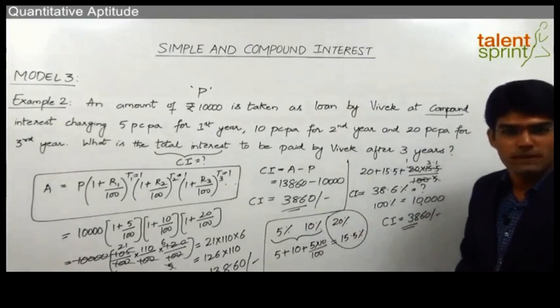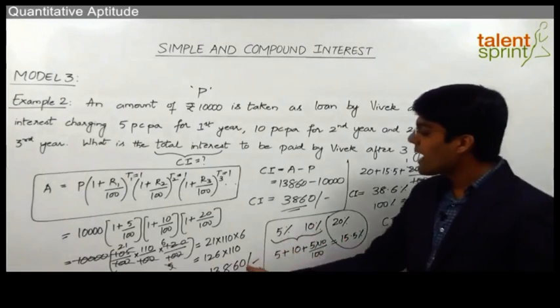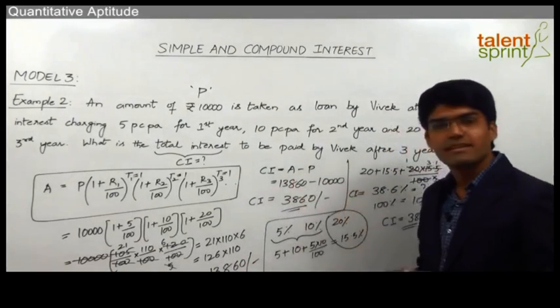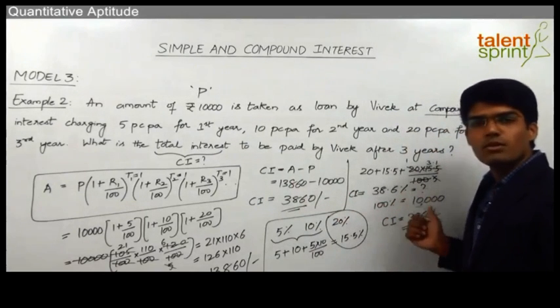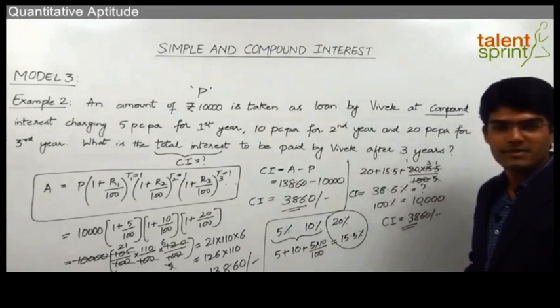So this is how you can find out the compound interest directly with the help of the net or effective percentage formula. And here we need not find out the total amount and then subtract 10,000 to get the required answer. Directly the compound interest percentage can be obtained and we can cross multiply to find out the required answer.